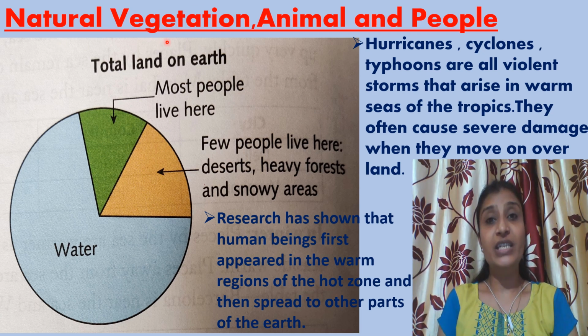Now children, what do you mean by natural vegetation? Natural vegetation means the plants that grow naturally, means the plants that grow without any help of human beings. They grow on their own, like bushes or grass. They are not planted by people. Animals and birds found in each region are those who like the climate and natural plants or vegetation of that region.